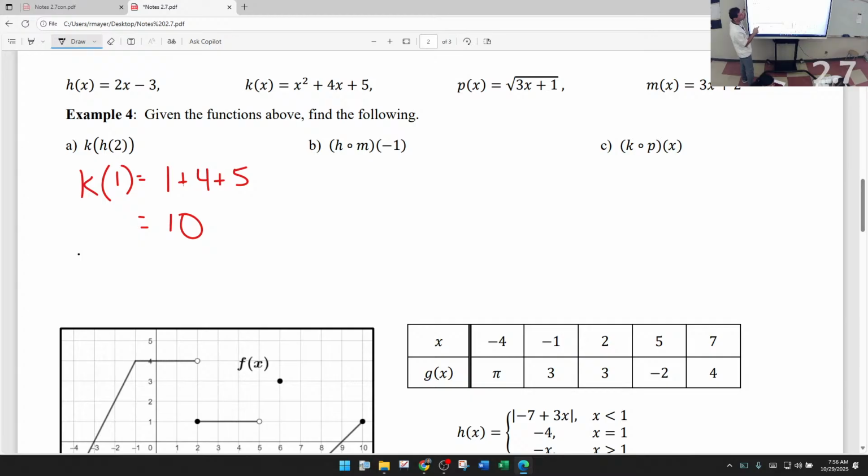-1 for m. Where's m? It's all the way over there. H, -1, -3 plus 2, -3, -3 plus 2, -1. I'm not going to mess up again. Well, that's weird. M of -1 is -1. So H of -1, where's H? -1, -4, -3, -7? Huh? That's what I said.